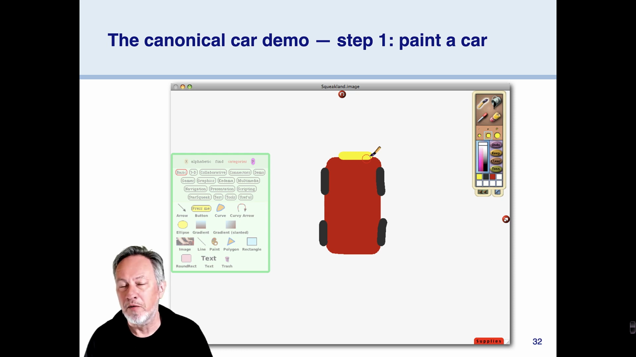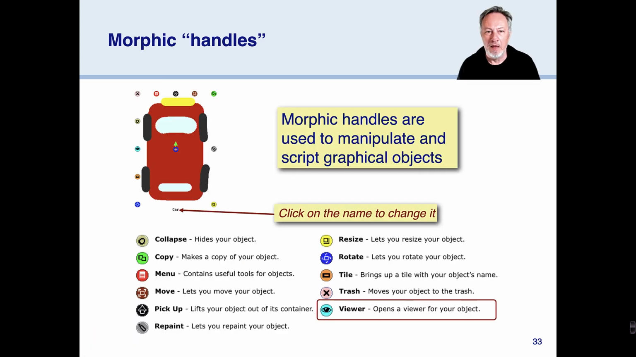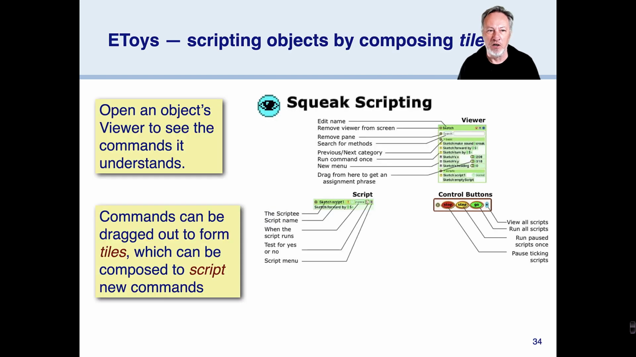So first we'll create a new morph representing a car that we'll paint. We'll be using the various morphic handles. I showed a couple of them to you already. So by right-clicking on a morph, you can change its name or access any of these different kinds of behavior. Particularly the eye icon is the one that interests us, that gives us a viewer for behaviors and scripts for the object. eToys allows you to script objects by composing these tiles.